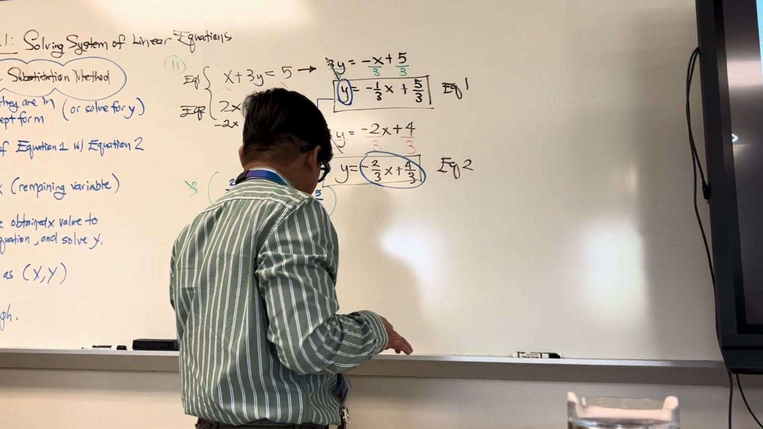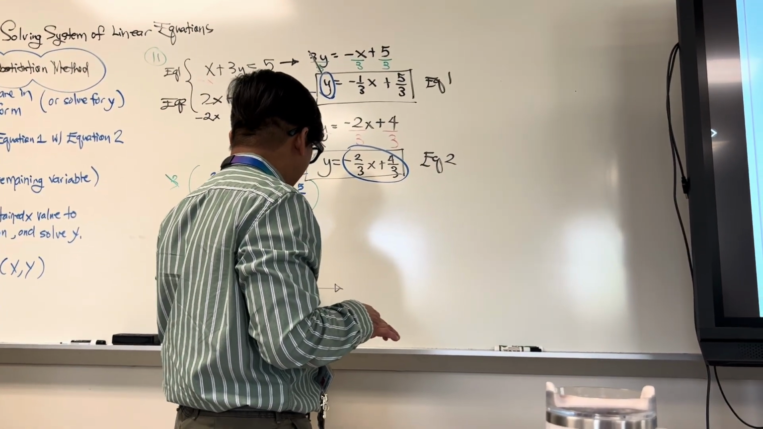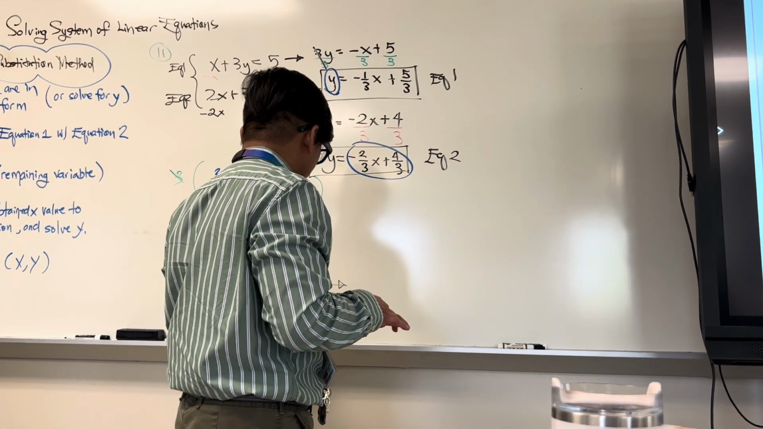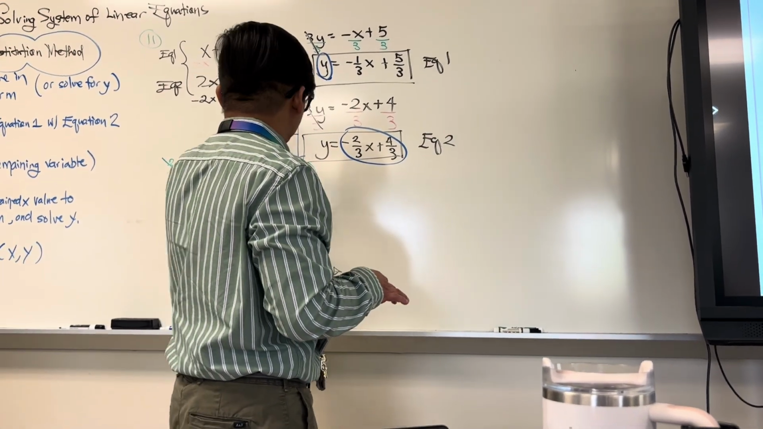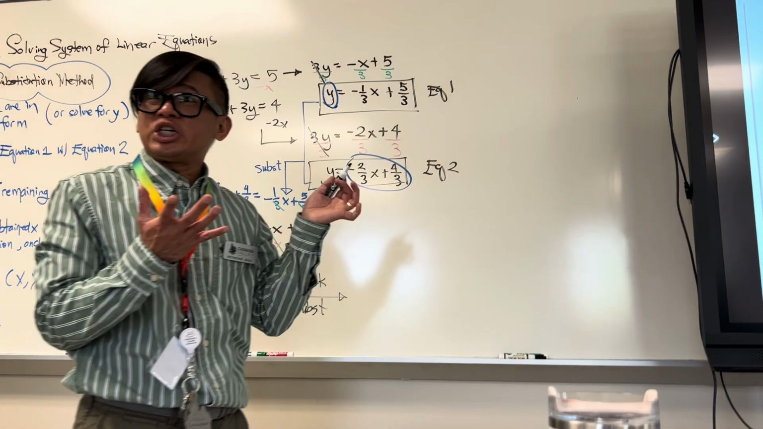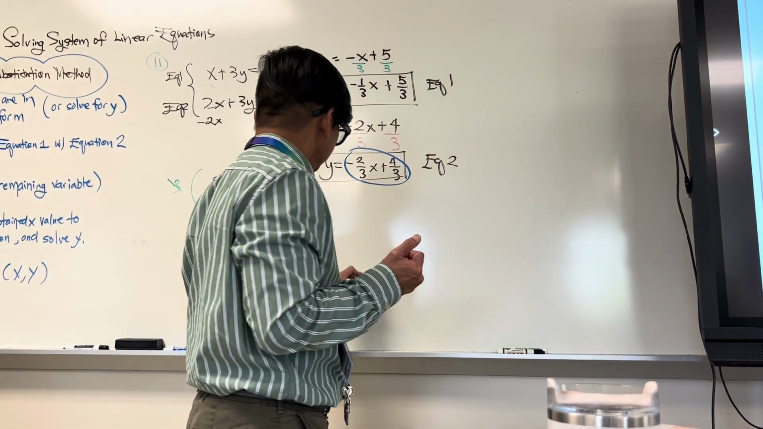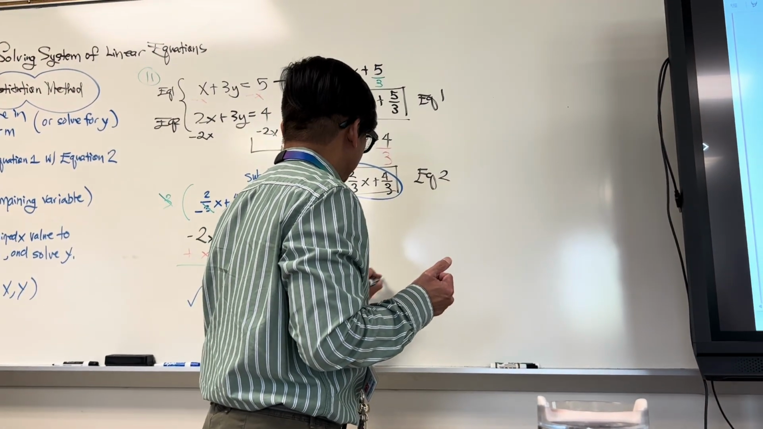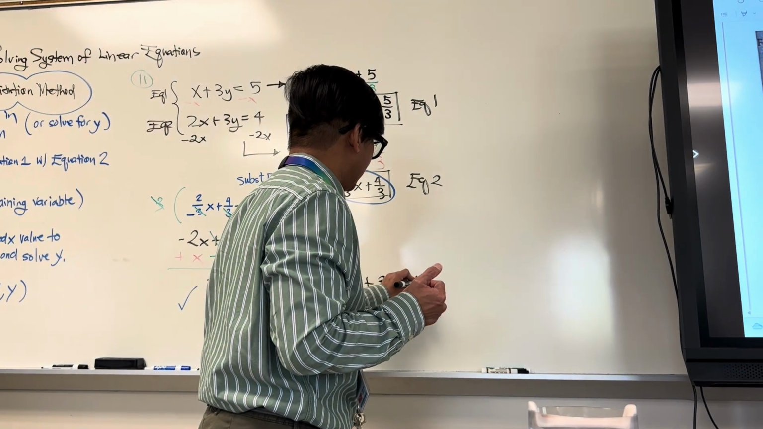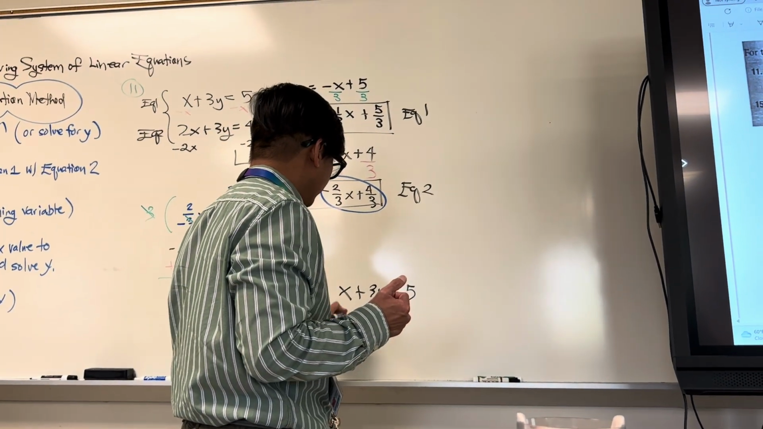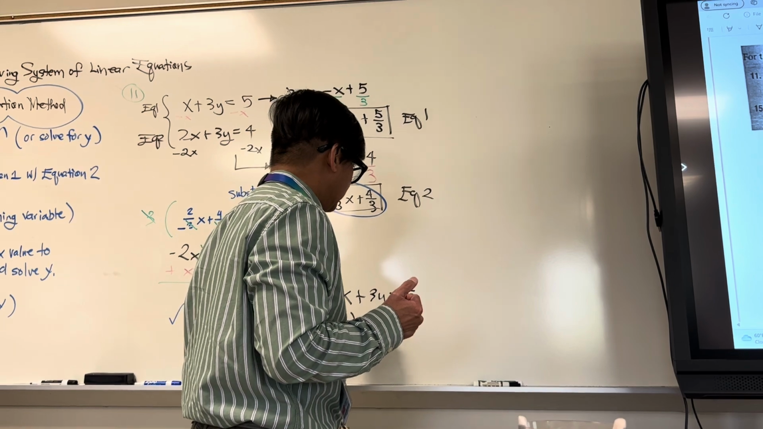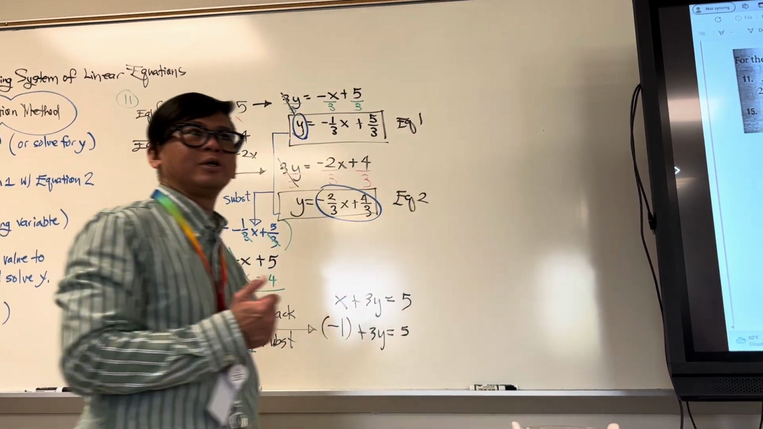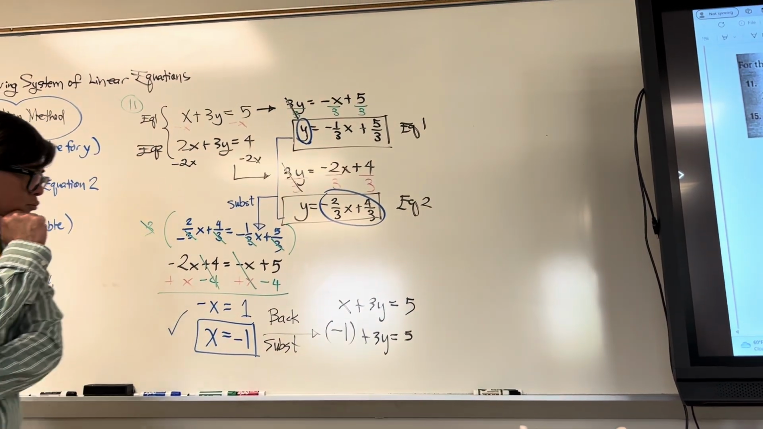So put it in here like such, right? I put in here the word back substitute, right? We chose equation 1 simply because it's easier, right? x plus 3y is equal to 5, and your x is negative 1, right? Plus 3y is equal to 5, all right? Good. Solve for y, right?